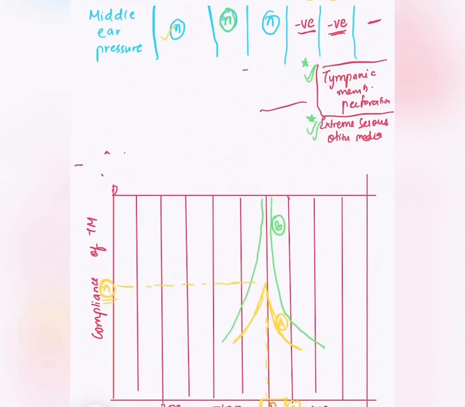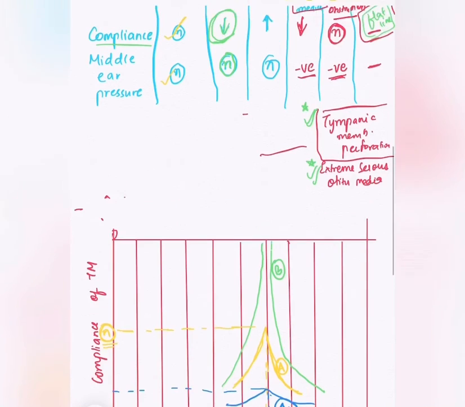Now you will draw it on your own. Fine, so just see that middle ear pressure is normal and compliance is decreased. So the graph would be something like this, AS. Fine, so I hope you got this concept.